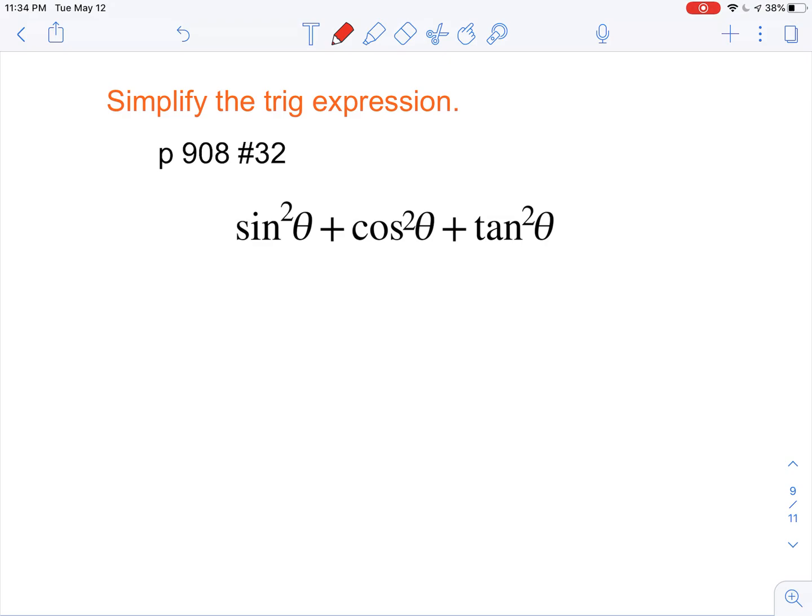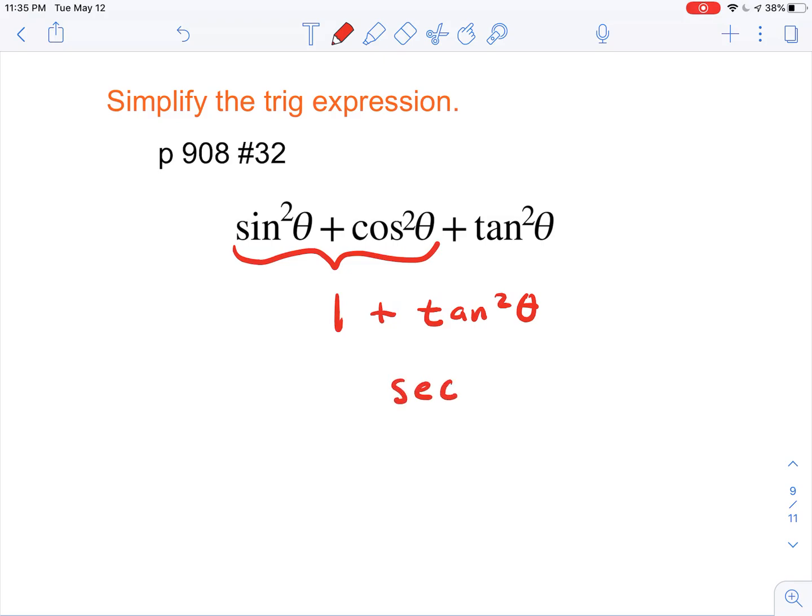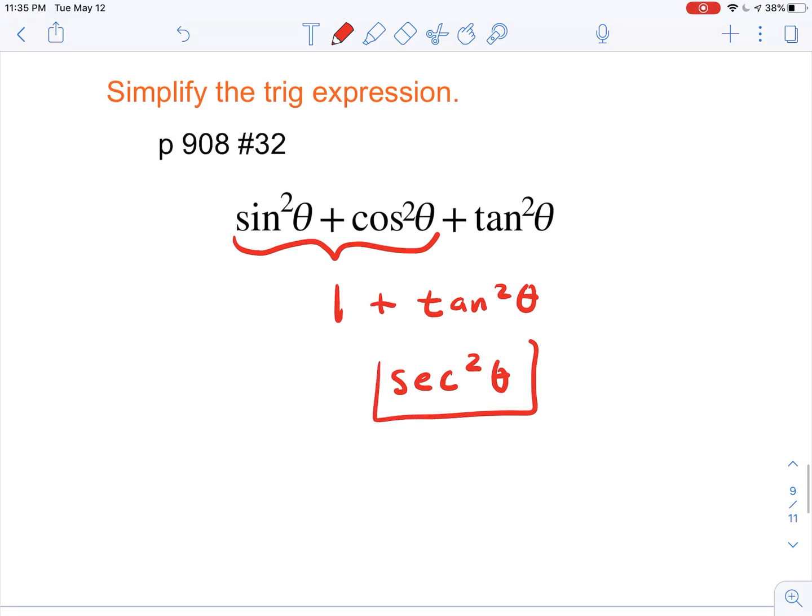So what can we do here? Well, I see a lot of pluses, and that's a good thing, because pluses tend to mean Pythagorean identities. So which Pythagorean identity can I use? Well, sine squared theta plus cosine squared theta we know is equal to 1. So I can substitute a 1 in for that and bring along the 1 tangent squared theta. Now again, we have a 1 plus something. That's good. That means we're probably going to use a Pythagorean identity again. So go back to your page and see what this equals. You will see that it is equal to secant squared theta.